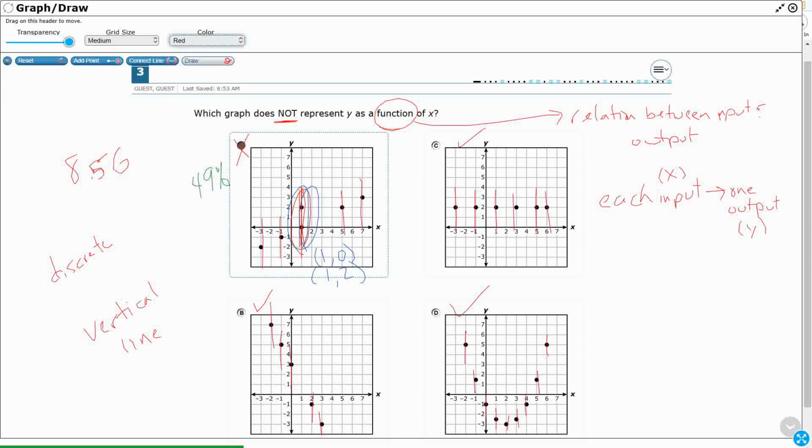How do we do on the other ones? Well, we had 8%. That was pretty easy. We had 19% choose C. So for some students, that horizontal line messed us up. And they thought, well, if y equals 2, that can't be a function. Well, y equals 2 can be a function.